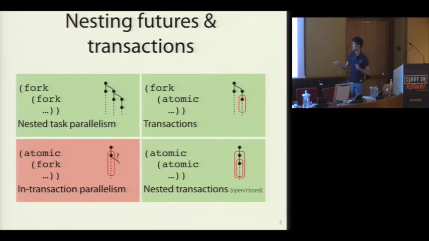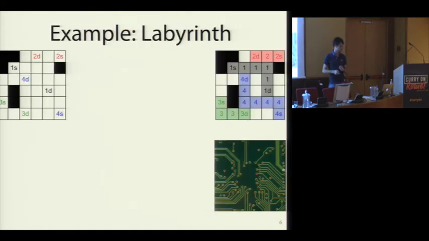If you create a transaction inside another transaction, this leads to nested transactions, and these are well studied in literature. However, if you try to create a future inside a transaction to introduce parallelism inside your transaction, this can lead to several problems, and this is what we studied in this paper.